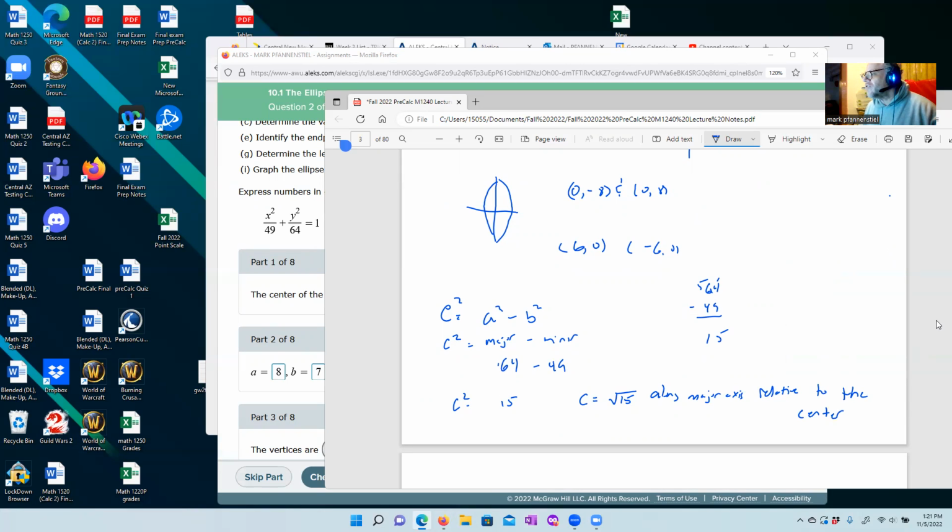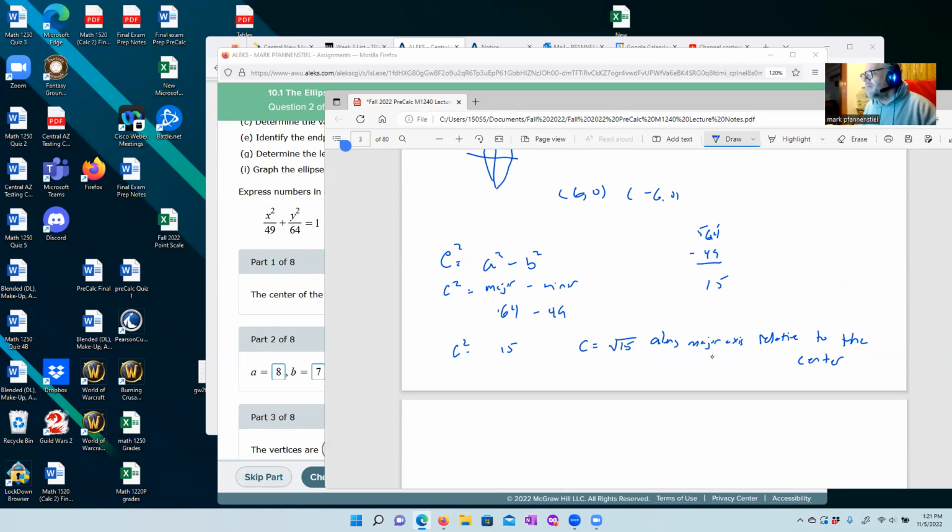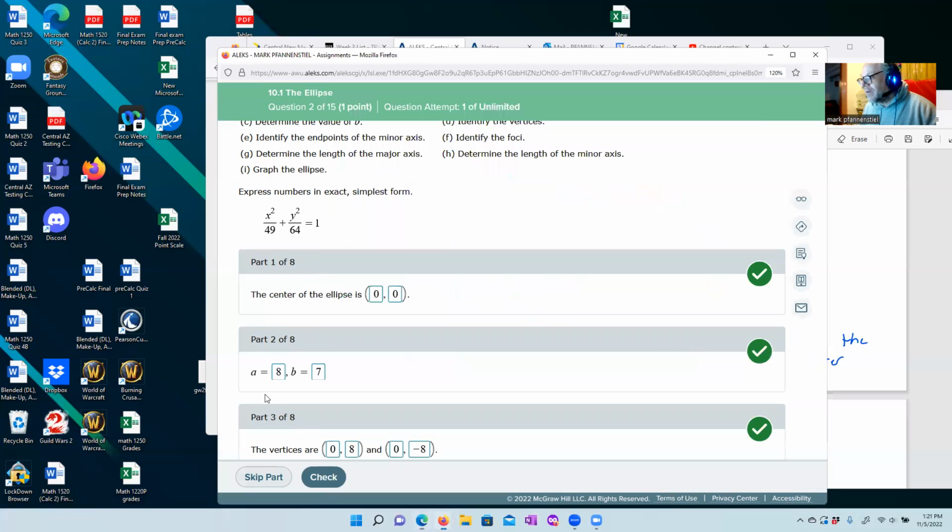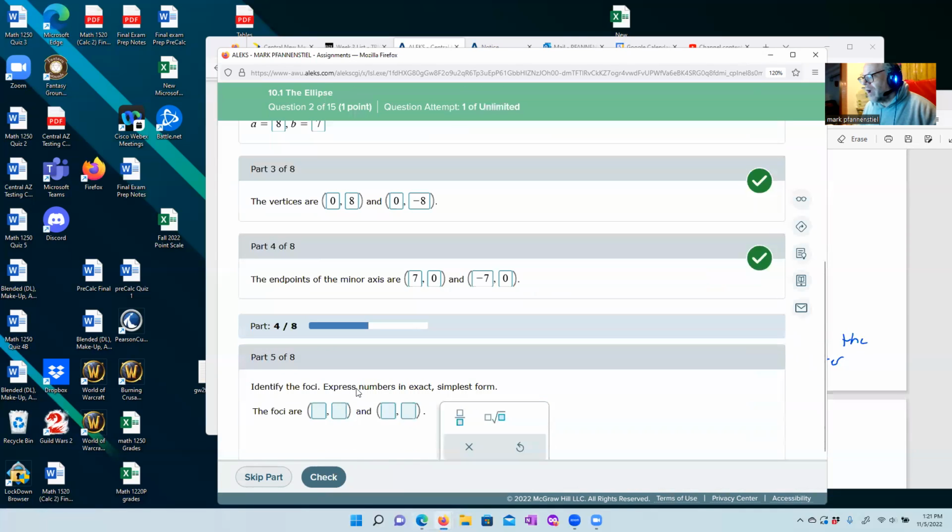But that's really the two hardest things about figuring out where your foci is. You have to realize it's along the major axis and it is relative to the center. In this case, the center is 0, 0, so that's not going to be too much of a problem. But you have to remember, oh, the major axis is in the y direction, so we're going to be 0, root 15 in the positive part, and 0, negative root 15 in the negative. Okay, so that's how we're going to do our foci.